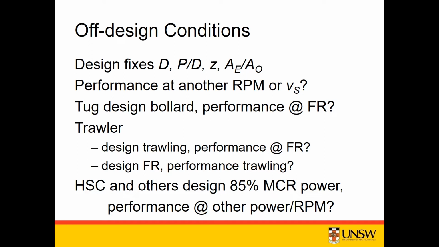With high-speed craft and also with large merchant vessels, they typically have a different design condition. They typically design for 85% of their MCR power at the MCR RPM. And then what you want to do is to find out what the performance is at either another power or RPM combination, or even another speed.